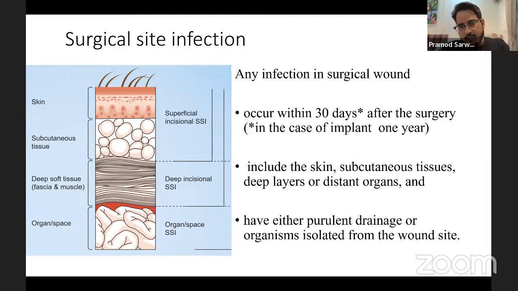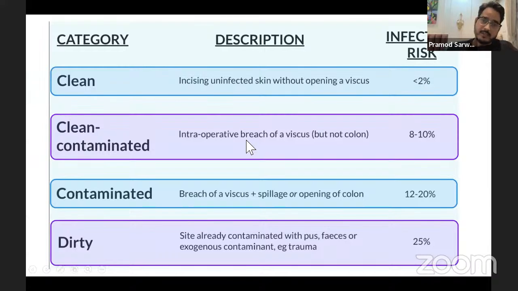Every surgical procedure carries a certain risk of getting infected, and depending on the procedure, we can divide surgery into four parts based on the risk of infection. It may be a clean surgery like simple lipoma or ganglion excision, when you are just incising uninfected skin without opening a viscus. The chance of infection is less. When it is clean-contaminated, like when you are opening a viscus deliberately, as in cholecystectomy, the chance of infection is more. When a clean surgery has a major surgical breach, it also counts as clean-contaminated surgery. Then comes contaminated and dirty surgery, when there is obvious spillage of colonic content, or there is obvious pus, feces, or exogenous contamination, like in surgical and trauma patients.